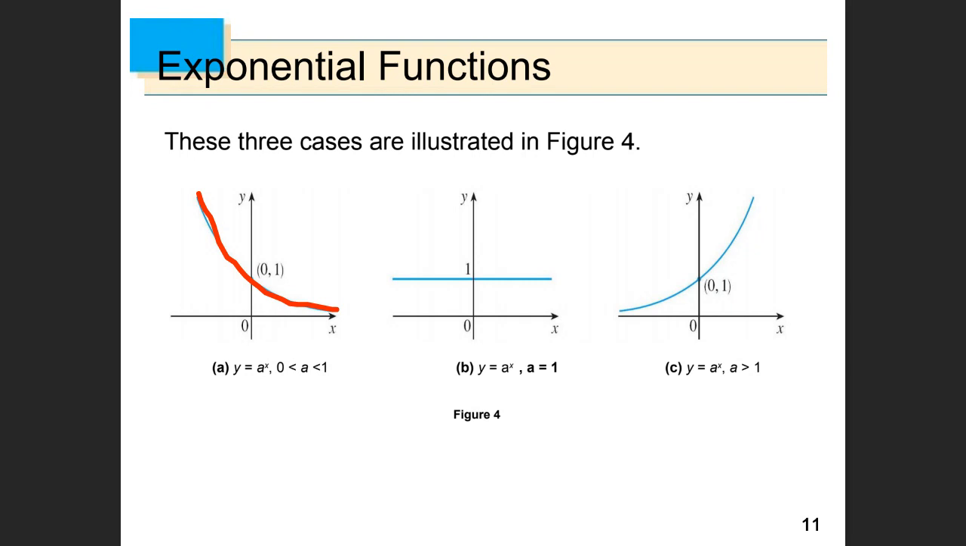Now, when a is equal to 1, in this case, you just have 1 to the power x, and 1 to the power x is just 1. 1 raised to any number is 1, so you just have this straight horizontal line here. Now, what happens when a is greater than 1? When the base is bigger than 1, you have a growth curve, so this one grows exponentially. So see what the difference is between these. When a lies between 0 and 1, it's a decaying curve. When a is greater than 1, it's growing exponentially, and when a equals 1, it's just a straight line.